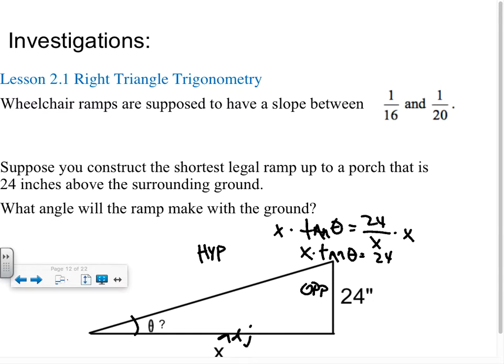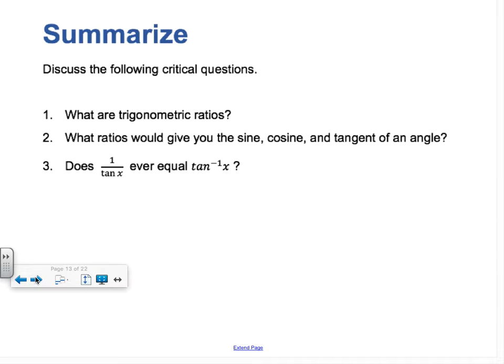I goofed up. We're going to have to do the inverse tangent of 24 divided by x. We have too many variables here. We have two unknowns. So what angle will the ramp make with the ground? 24 inches. The ramp needs a slope between 1/16 and 1/20. We're going to have to come back to that one.